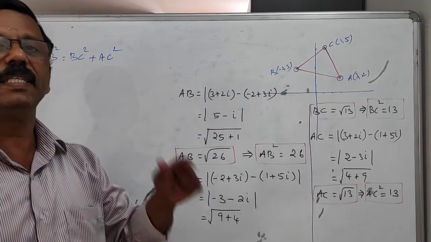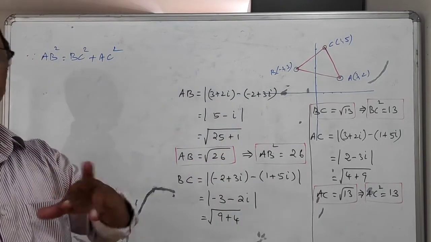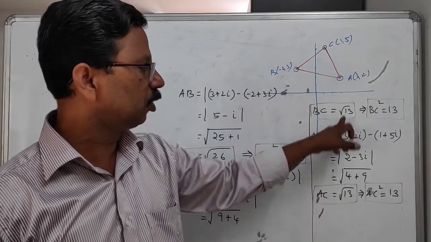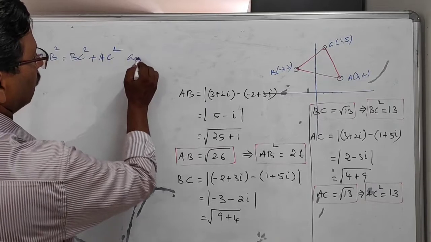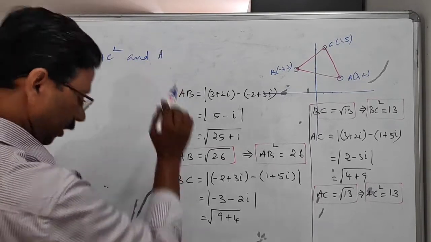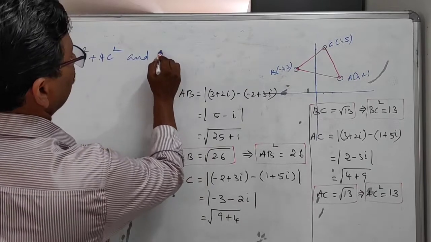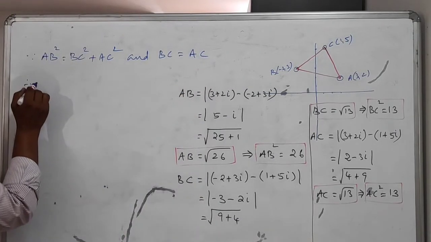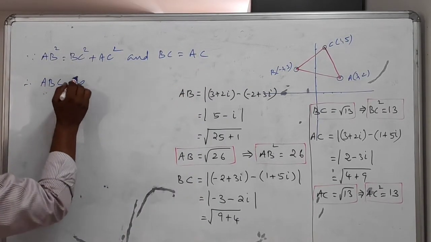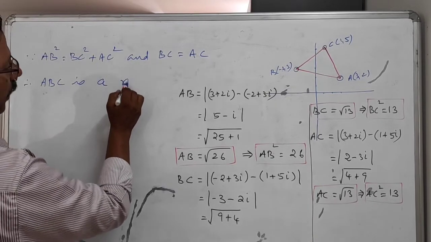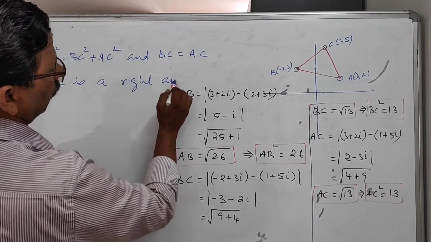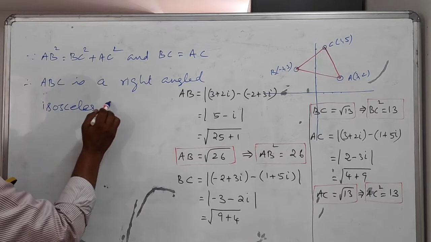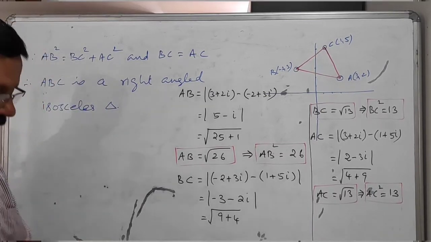And also, we have to show that it is an isosceles triangle. Isosceles means any two sides must be equal. Look at this one, BC and AC. These two are equal. And we can say BC is equal to AC. Hence, ABC is a right angle isosceles triangle. Right angle isosceles triangle. Okay.